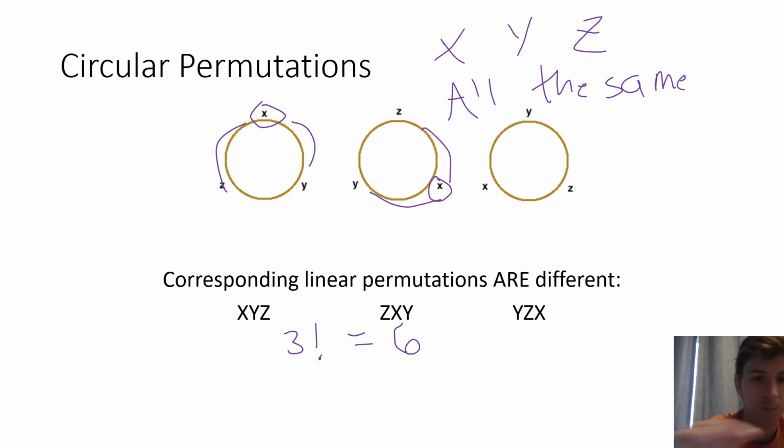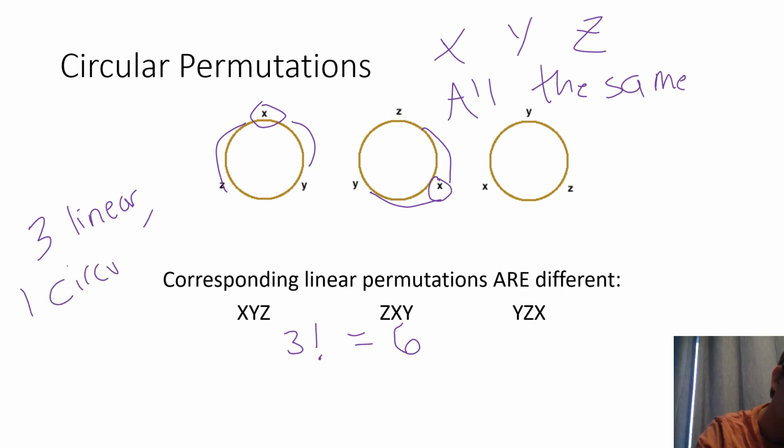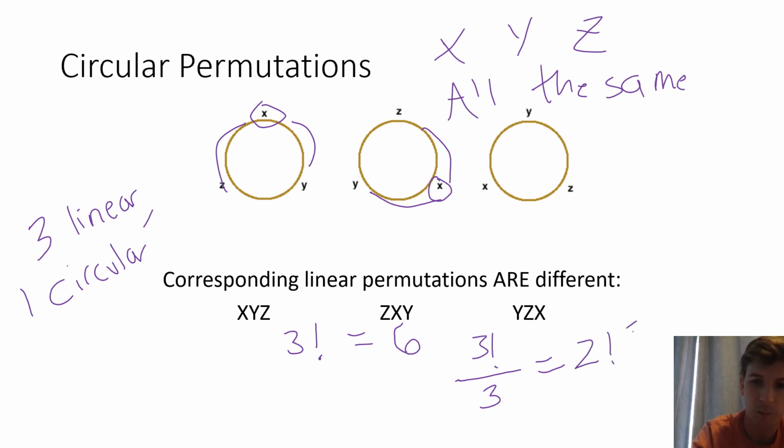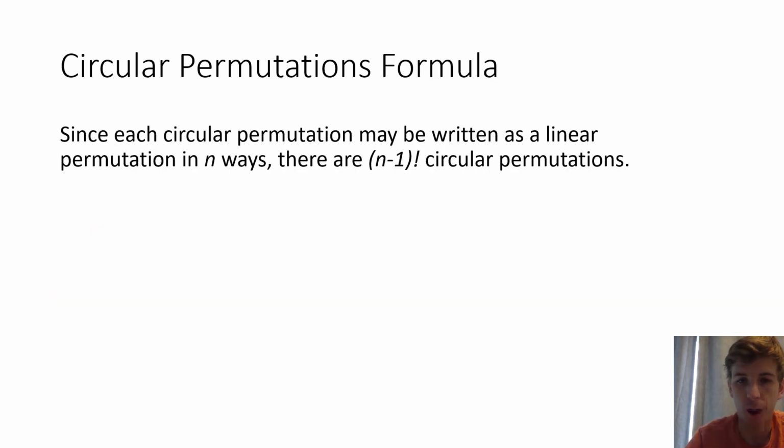which is 6. And we notice that for every 3 of those linear permutations, we have 1 circular permutation. So we can just divide that 3 factorial by 3, and that would give us the corresponding number of circular permutations. So let's generalize that formula.